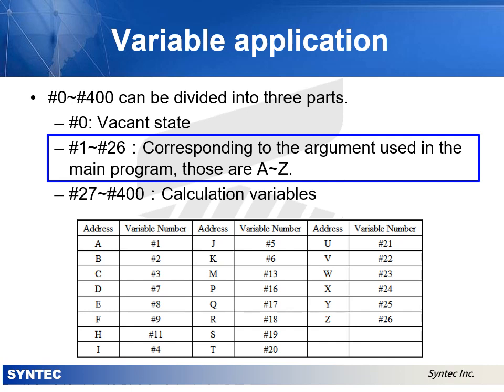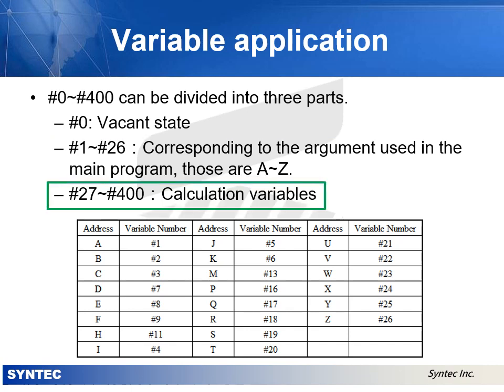For example, if the main program uses the expanded G code with argument A, it will extract the value of the argument after A into the macro. These variables also can be used as calculation variables if their corresponding arguments are not used. The third part is number 27 to 400. All of them are calculation variables.